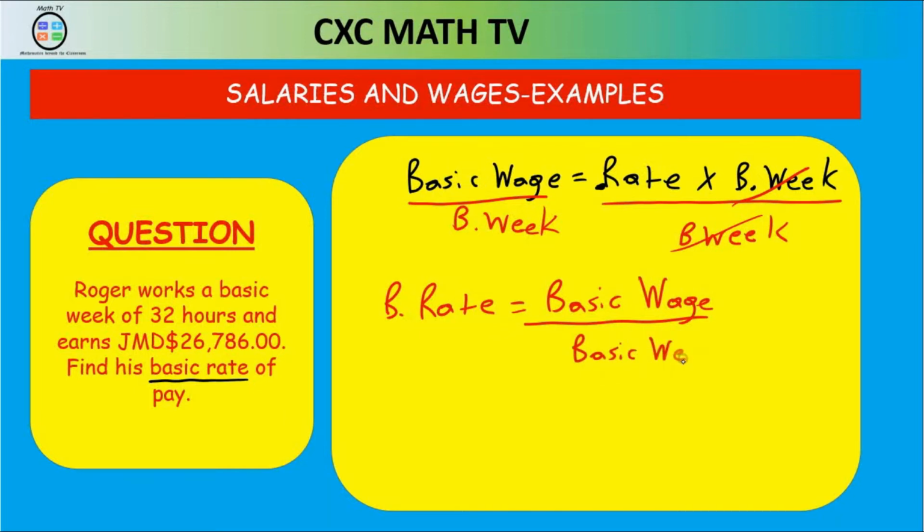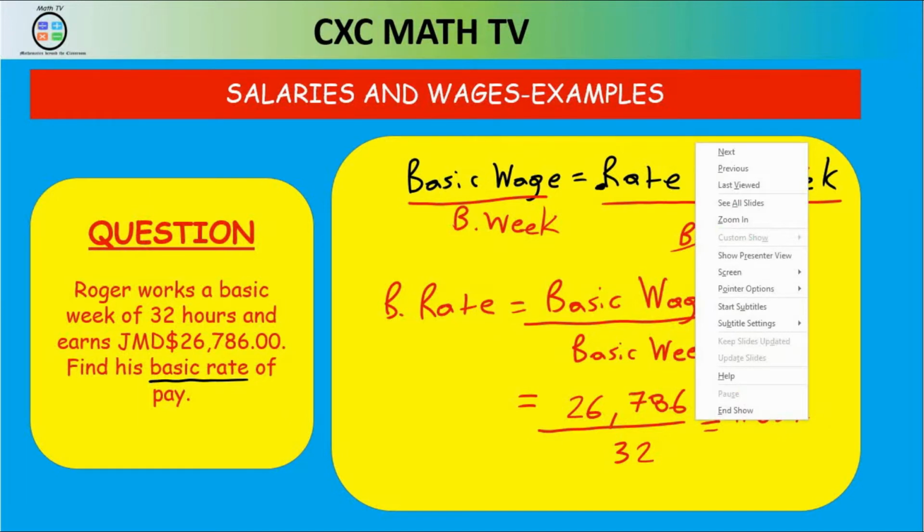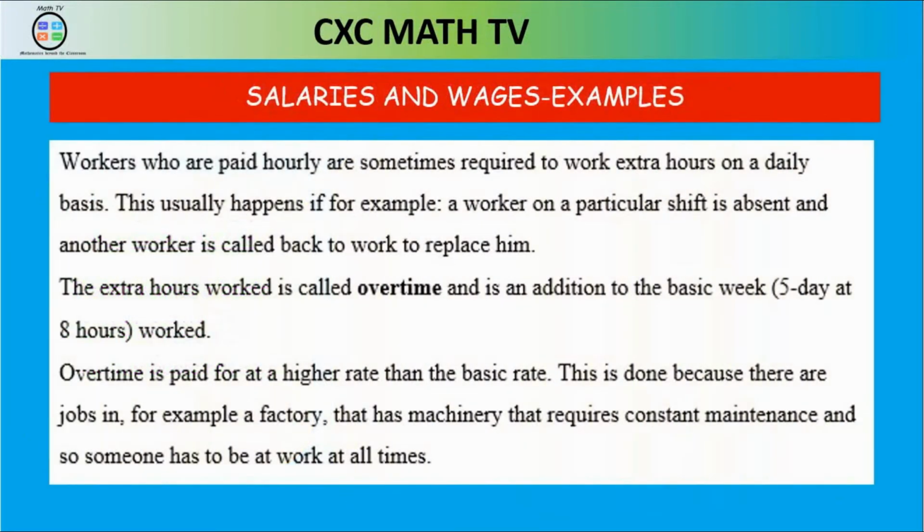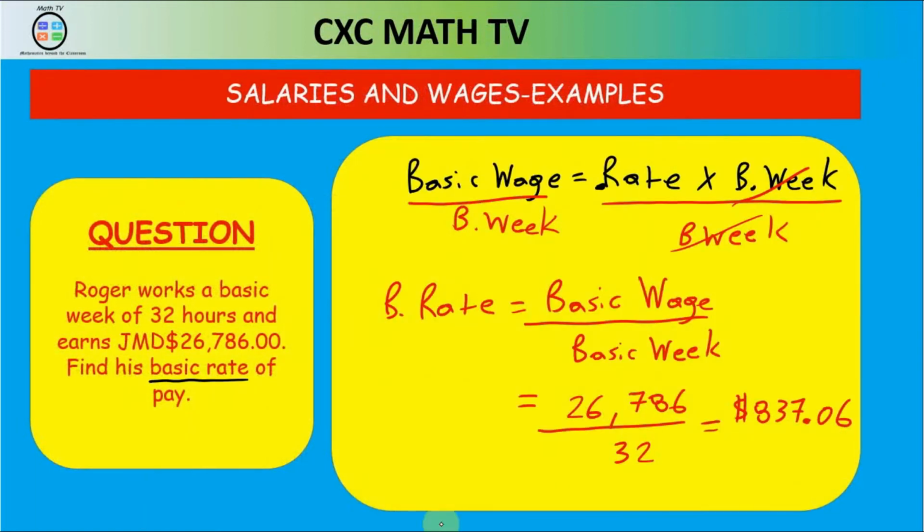Now, what was his wage for the week? They told us it was $26,786, and we divide it by the basic week of 32. So when we do that division, 26,786 divided by 32, we get $837.06. So that's the rate at which he's being paid.